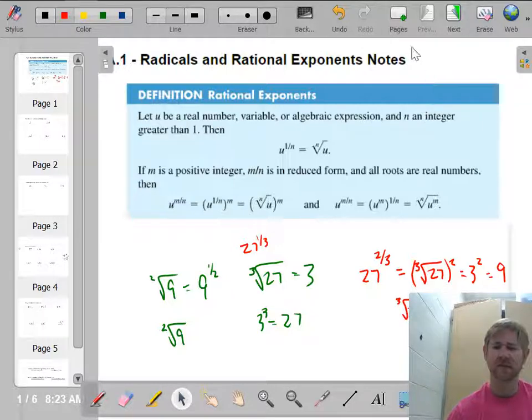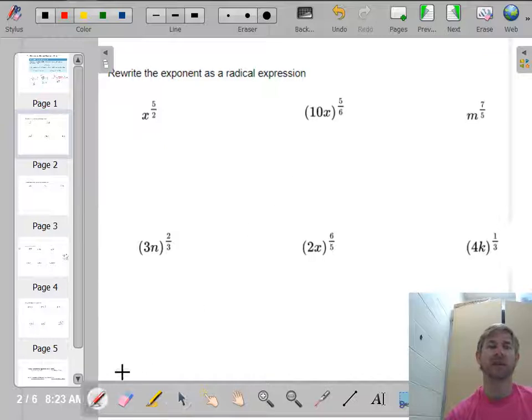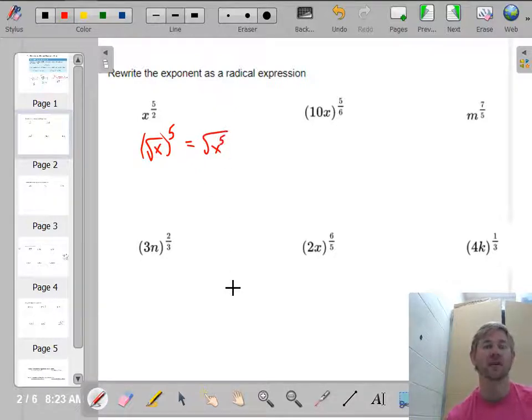So let's do some problems and see if we can kind of make sense of this. This says rewrite the exponent as a radical expression. If the denominator is 2, that means I'm taking the square root of x, and you could write it like this, to the 5th power, or you could also write it like this, the square root of x with the 5 underneath the root. Both of these are correct, and depending on what you're trying to do, one of them might be more useful than the other. You might take the square root first and then take it to the 5th power, or you might take it to the 5th power and then deal with the square root. It just depends on what you're trying to do. So let's do another one.